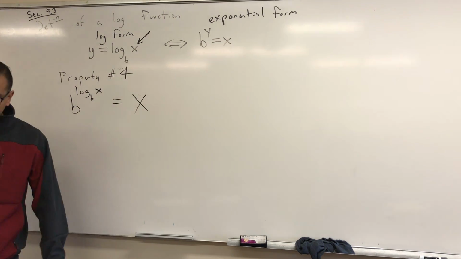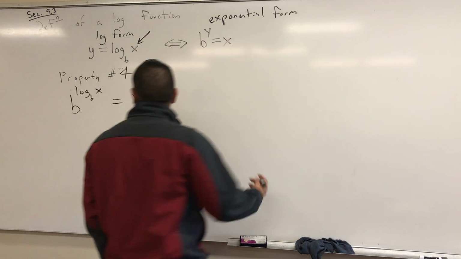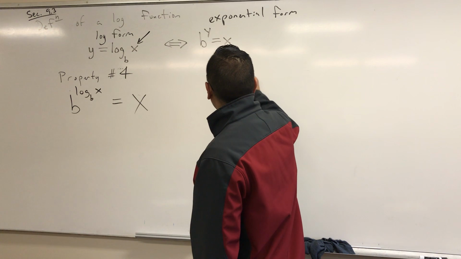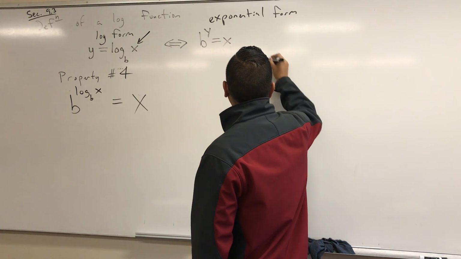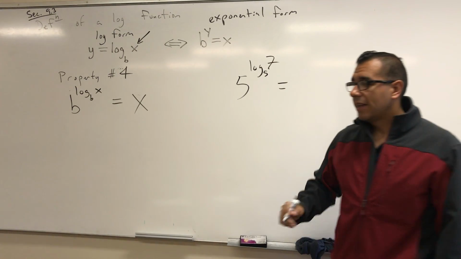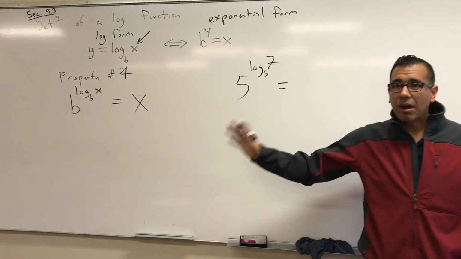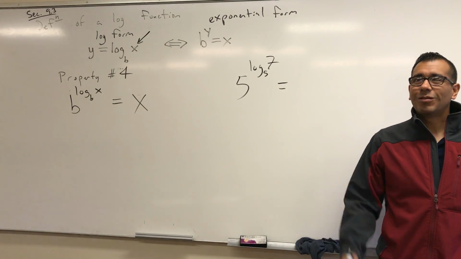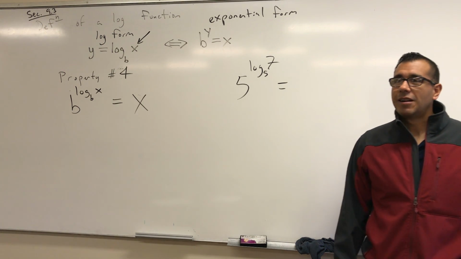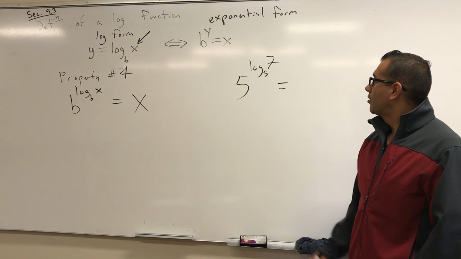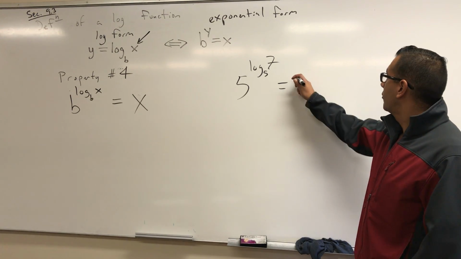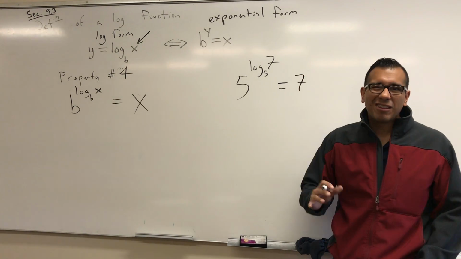And let me show you how we might see this in the homework. In the homework you might see 5 to the log base 5 of 7. After seeing that property, it doesn't matter if it's the log first or the exponent first. So what's the answer for this one? 7. Cool. They're not bad once you understand how to use them.